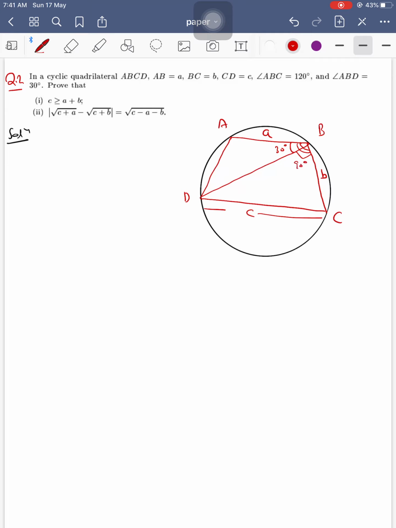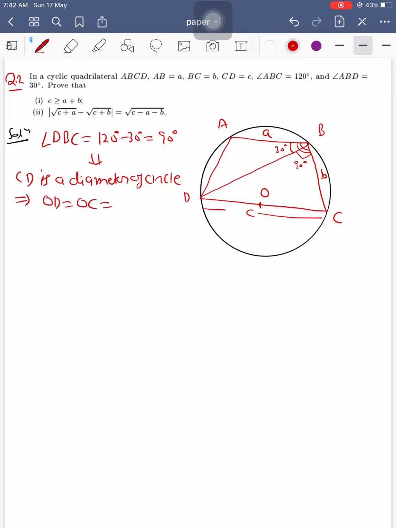90. Angle DBC is equals to 120 minus 30 equals to 90. And if angle DBC is 90, this implies CD is a diameter of circle. Suppose O be the center, then OD equal to OC is equals to C by 2, radius of circle.